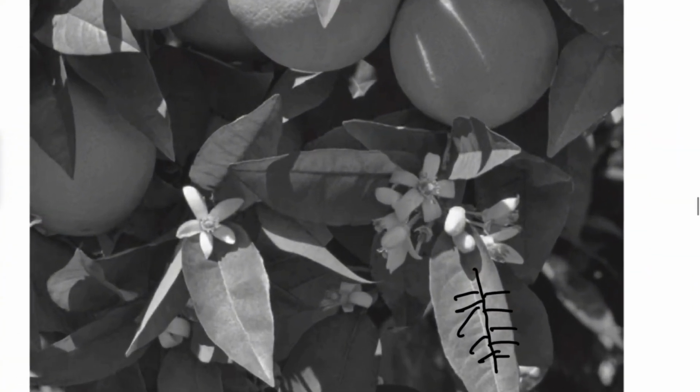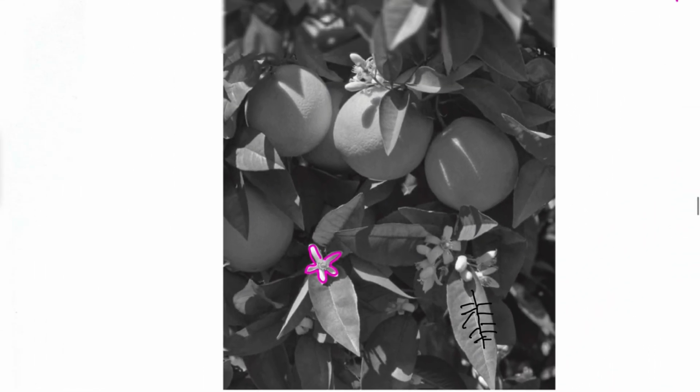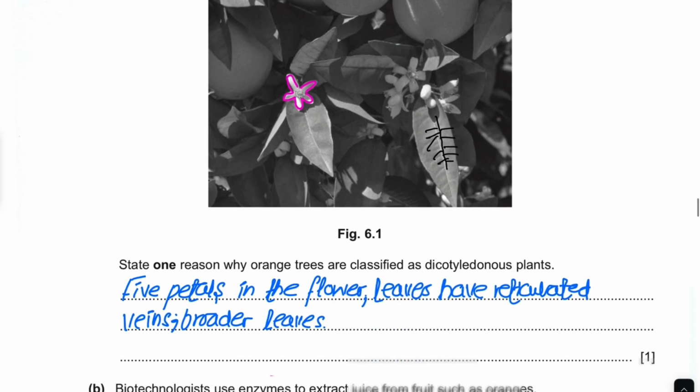So if you look at its flower, we have a total of, you could say, petals if we just count them up. So one, two, three, four, and five. If the petals are four or five, or multiples of them, then that is a dicotyledonous plant. So they are asking us for 1 mark: give one reason why the orange tree is classified as a dicotyledonous plant. So 2 points can come here: that the petals are five in the flower.